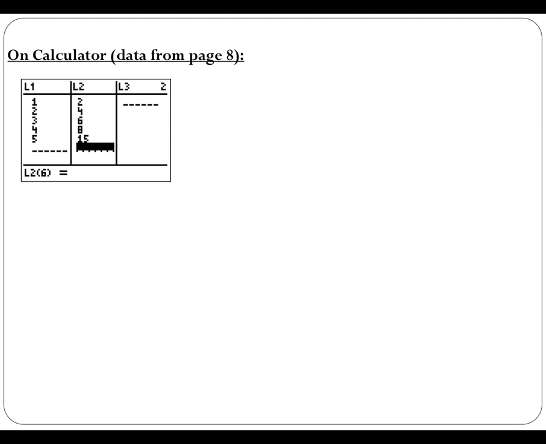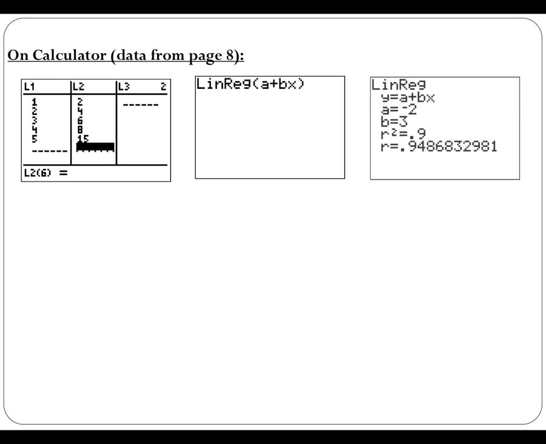And then I would like you to do the least squares regression. So I want you to do stat calc number 8. This time put in L1, L2, but don't put in the Y1 part, because I don't actually want it to graph the line. And you should come up with that. We all on the same page so far?